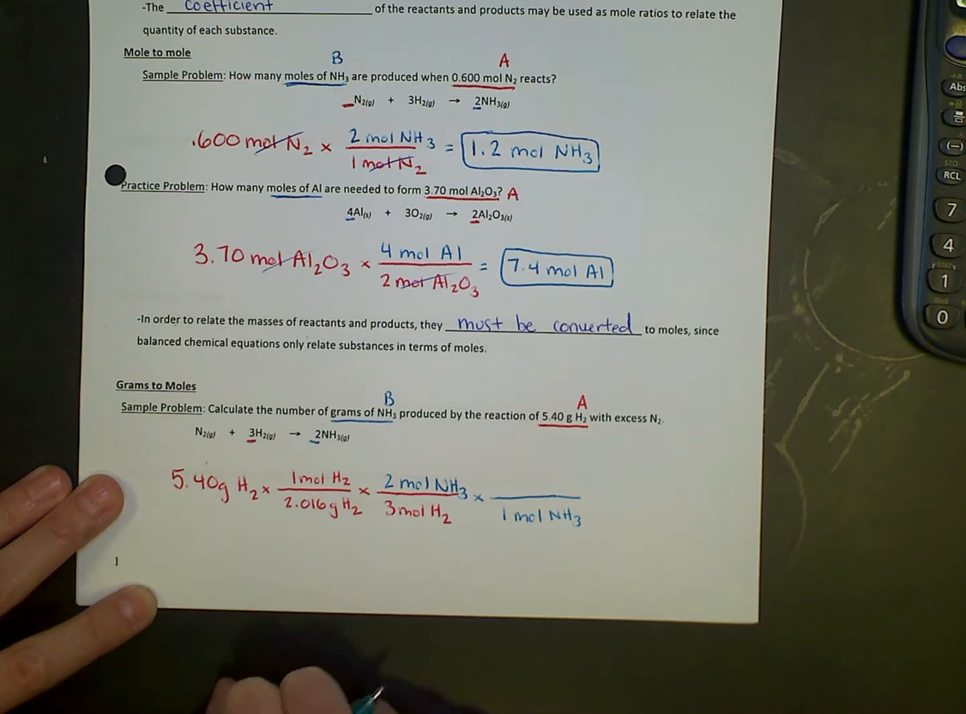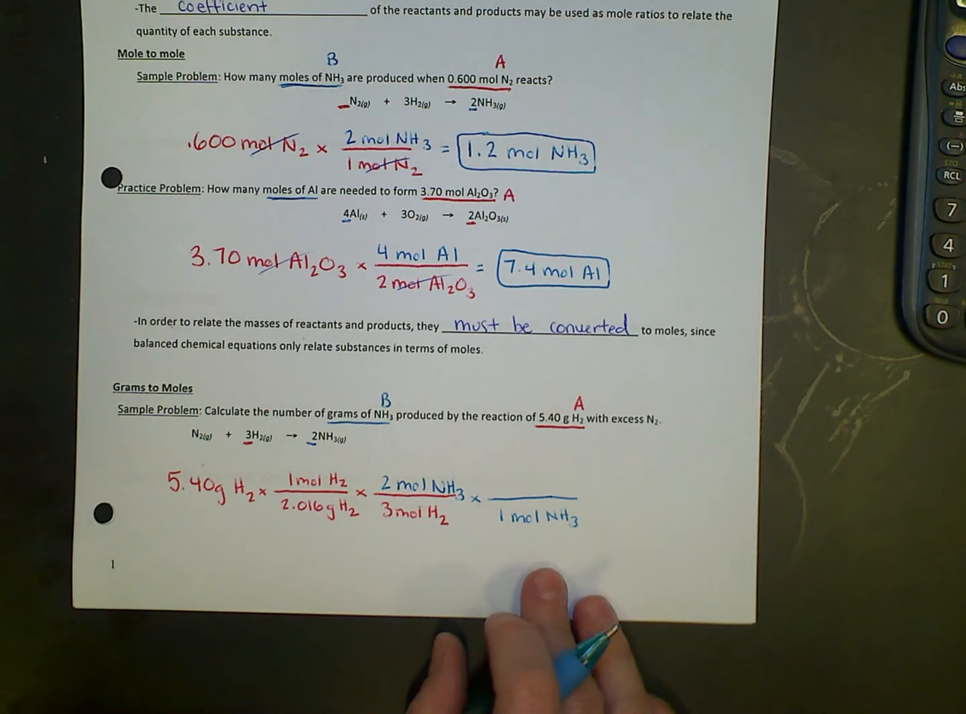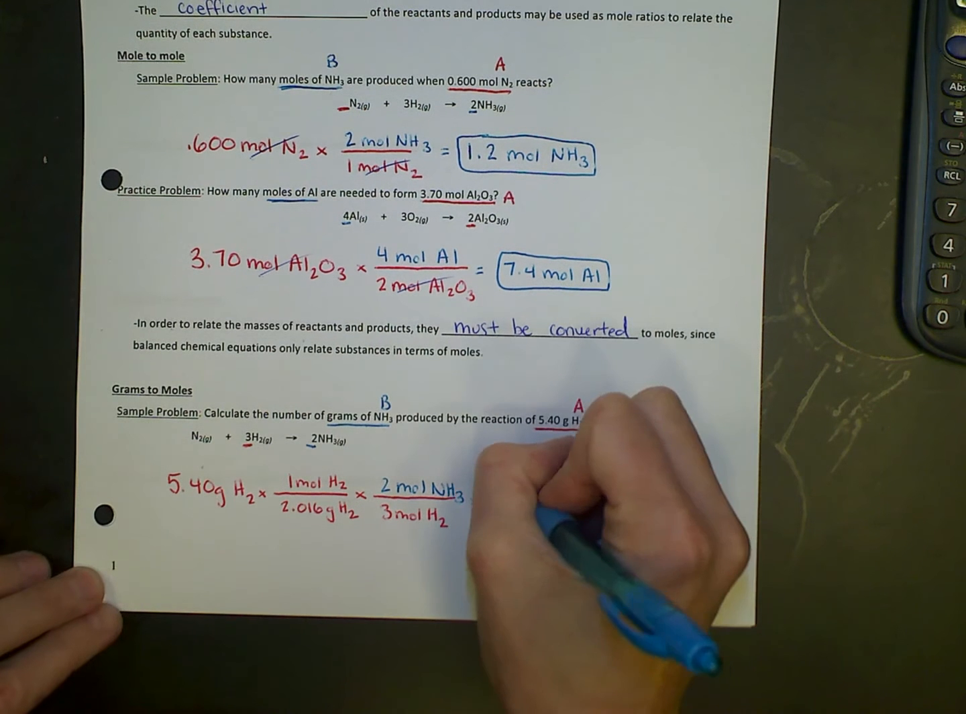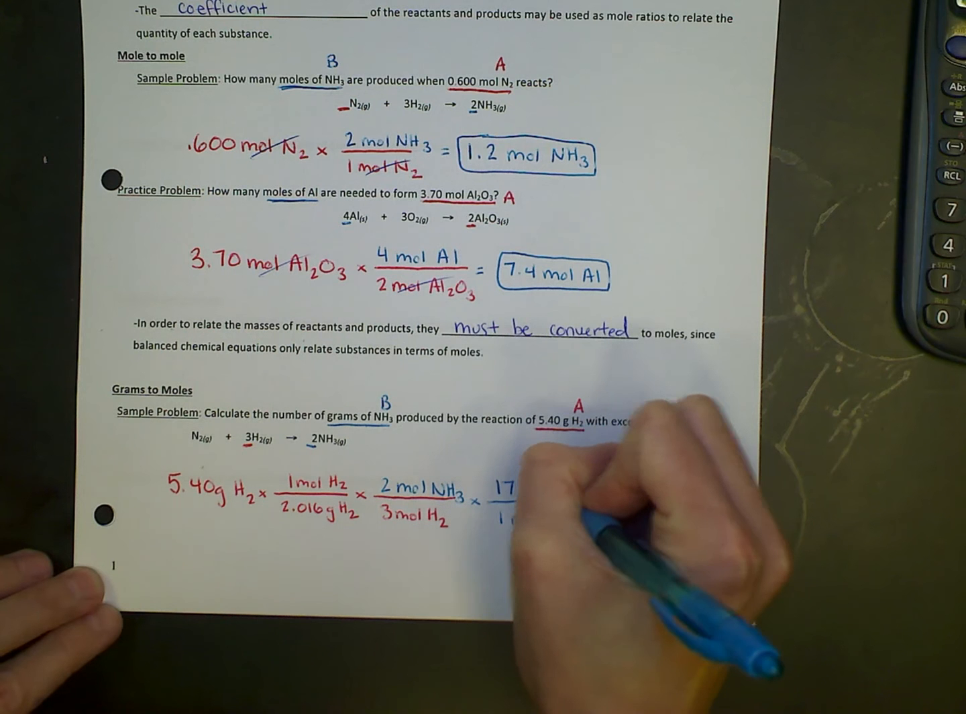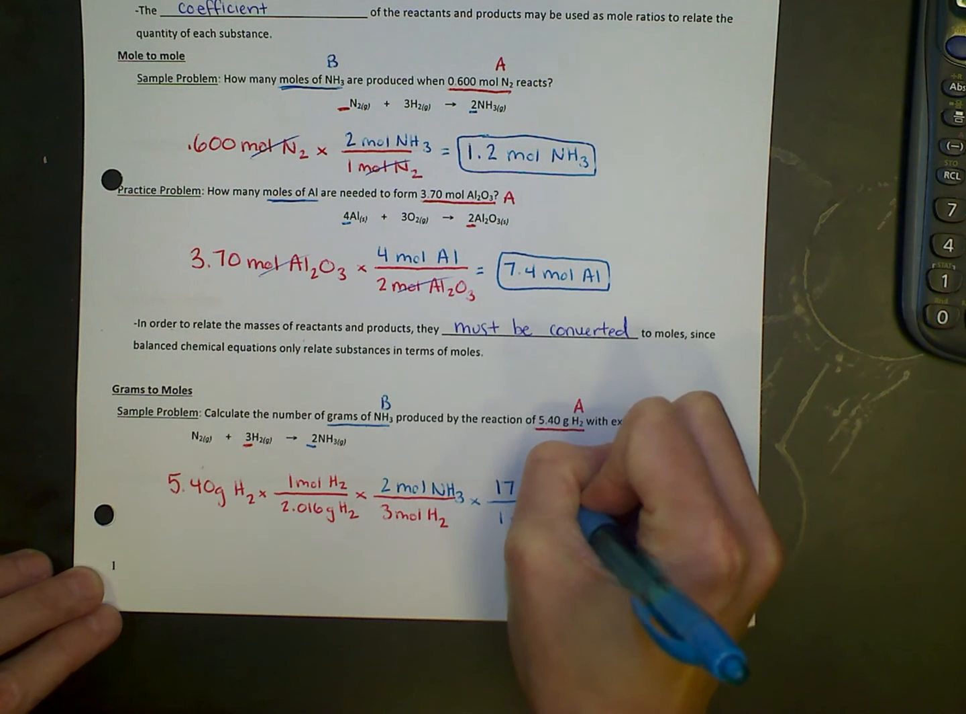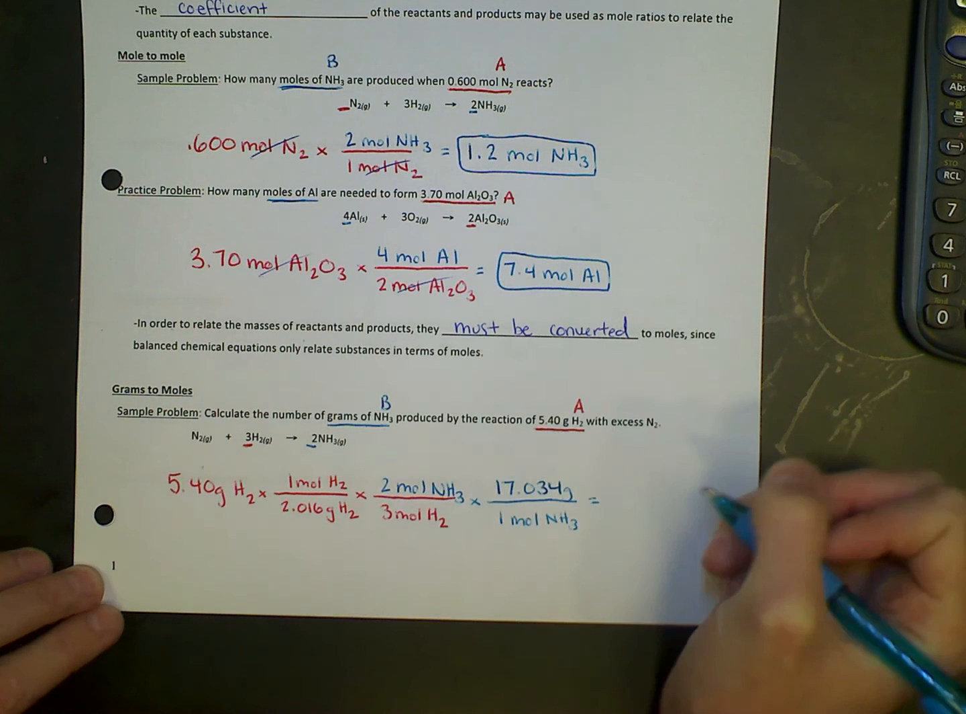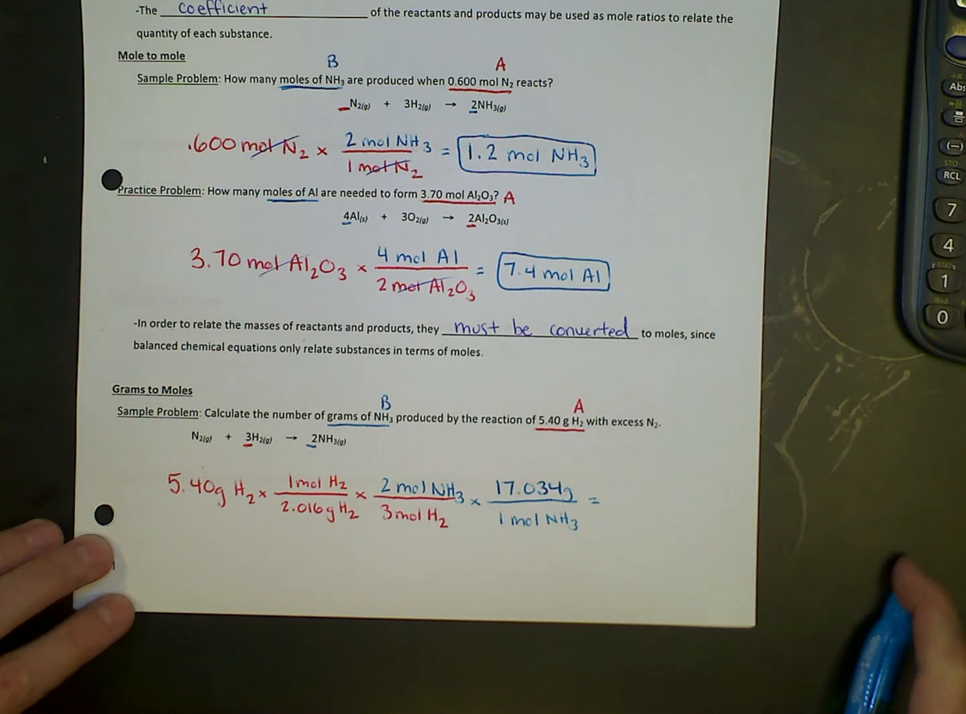And then the molar mass of NH3 on top. And the molar mass of NH3 is, I believe, 17.034 grams. Okay, and so now we've got our setup.